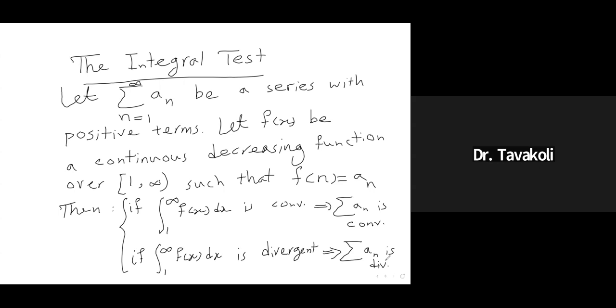To clarify this, let's see a couple of examples. For sigma of 1 over n, n runs from 1 to infinity, as I mentioned in the previous meeting, it's called the harmonic series, which is 1 plus 1/2 plus 1/3 plus 1/4 plus 1/5, and so on and so forth. I want to see whether this is convergent or divergent using the integral test.